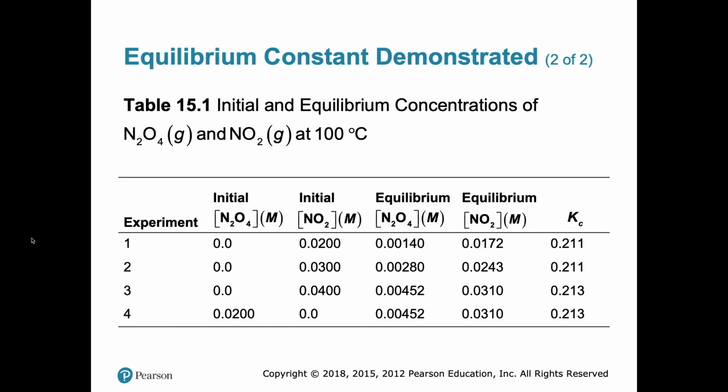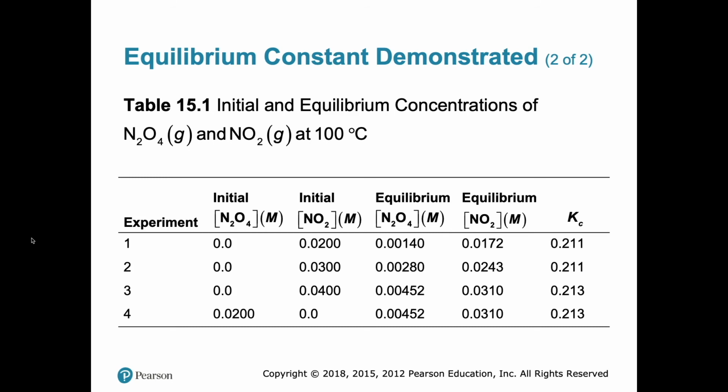Over here, though, we start out with 0.02 concentration of the N2O4 and none of the NO2. And again, the equilibrium constant is still the same, pretty much on the same order of magnitude. Notice though that in the middle here, we have the individual equilibrium constants for each of the forward and reverse reactions, right? They actually are different.